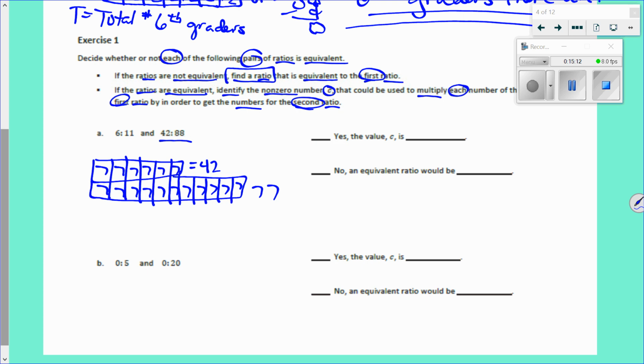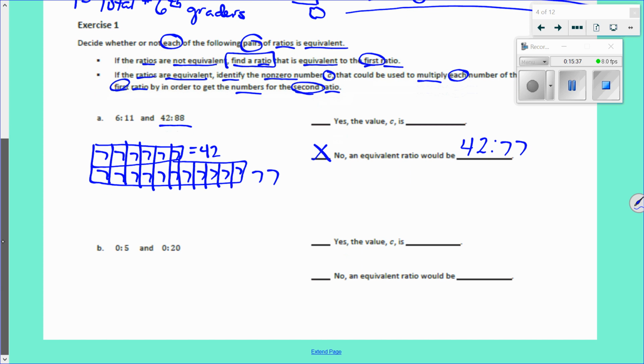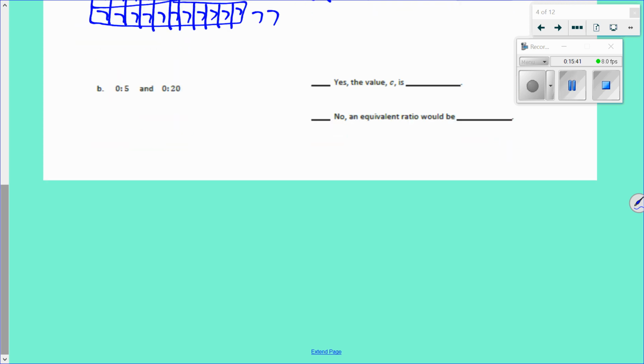No, they're not. Because if they were equivalent, then my second number would have been an 88. But we've used our ratio constant, and we now know that an actual equivalent ratio would be what? 42 to 77. Does that make sense? Caveat, I don't like the second one very much, but it does help show why 0 is okay in the first number, but not the second.